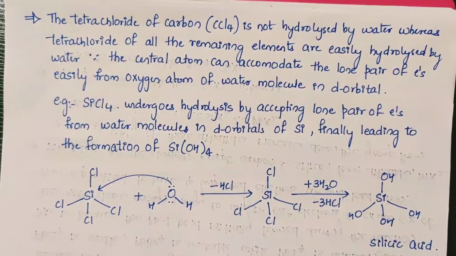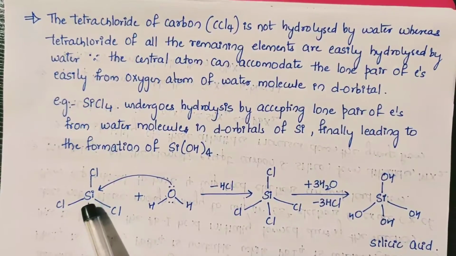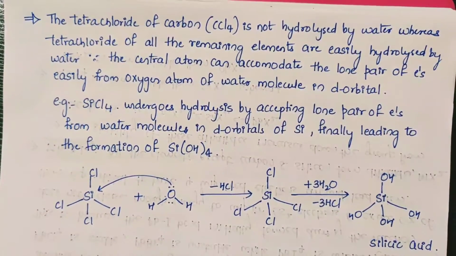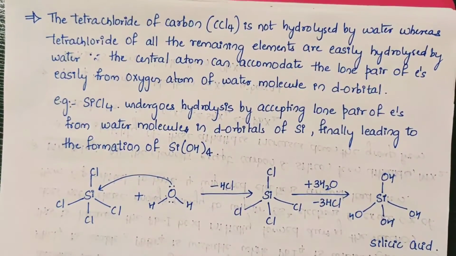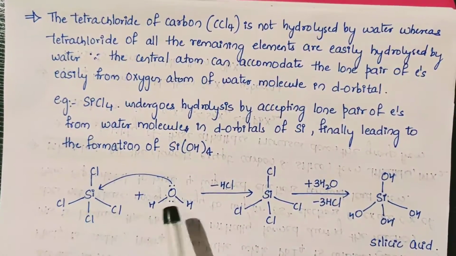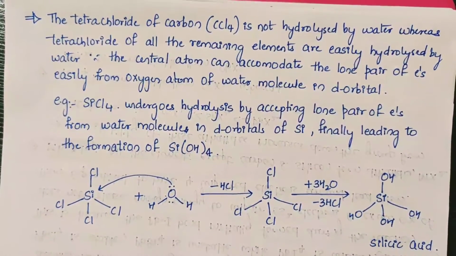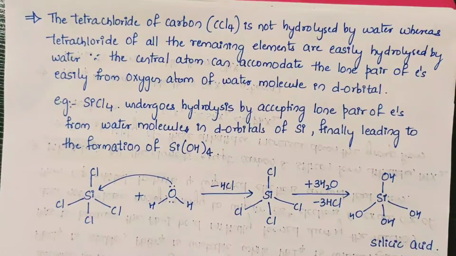Why? Because in the case of CCl4, instead of silicon, carbon will be there. Now carbon doesn't have d orbitals to accept the lone pair of electrons from the oxygen of the water molecule. So that's the reason why it is not hydrolyzed by water. Whereas silicon tetrachloride can be hydrolyzed because silicon has d orbitals which can accommodate these electrons from the oxygen of the water molecule. That's the reason why the tetrachloride of carbon, that is CCl4, will not be hydrolyzed by water, whereas the tetrachlorides of all the remaining elements can be easily hydrolyzed by water.